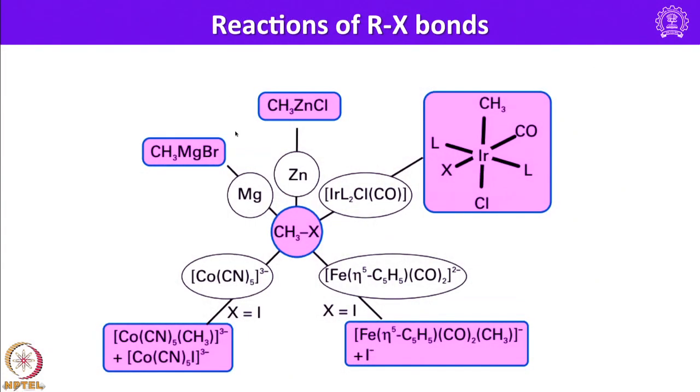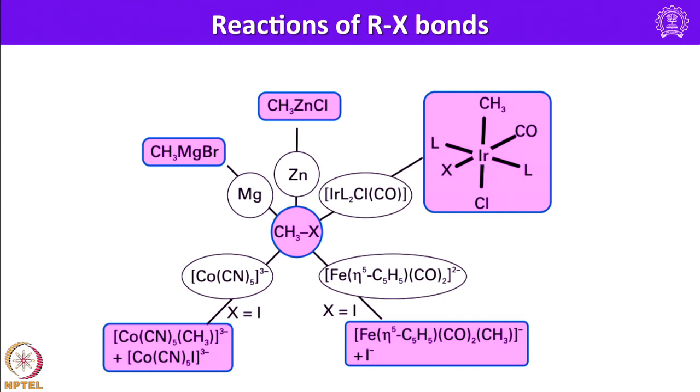You can see the reactions of alkyl halides, especially some of the reactions with metals, both main group and transition elements, to form a variety of compounds through oxidative addition. And one such important reaction is when this alkyl halide is treated with magnesium, it forms Grignard reagent, that is CH3MgBr. Of course, I will be talking more details about Grignard reagents while discussing organometallic chemistry of main group elements.